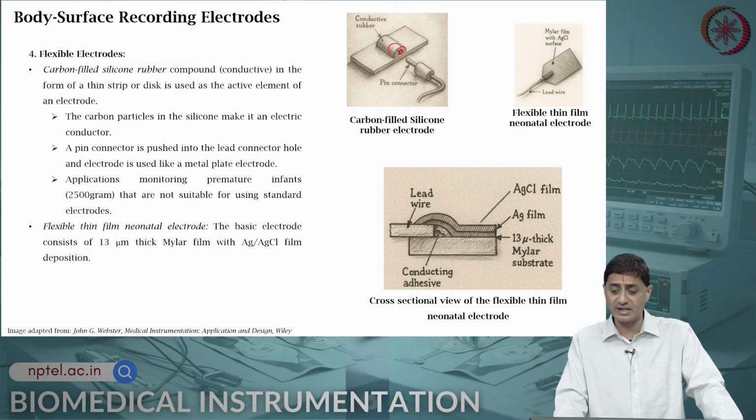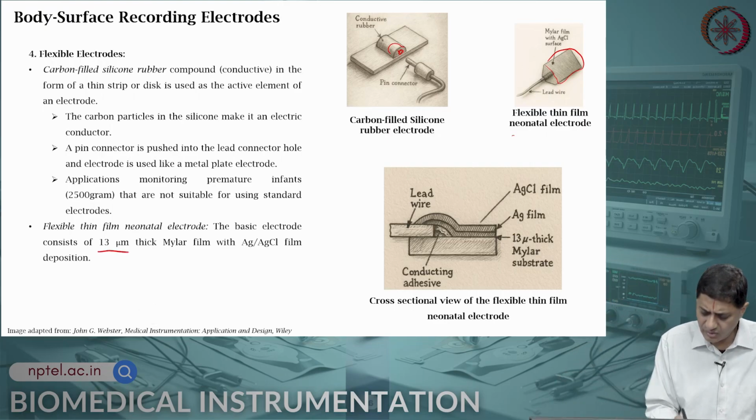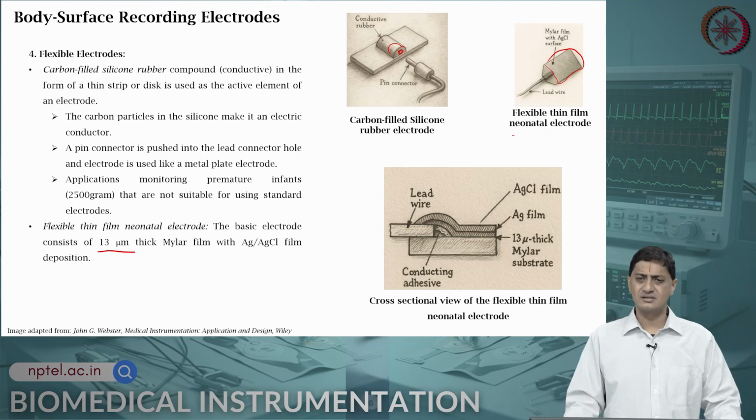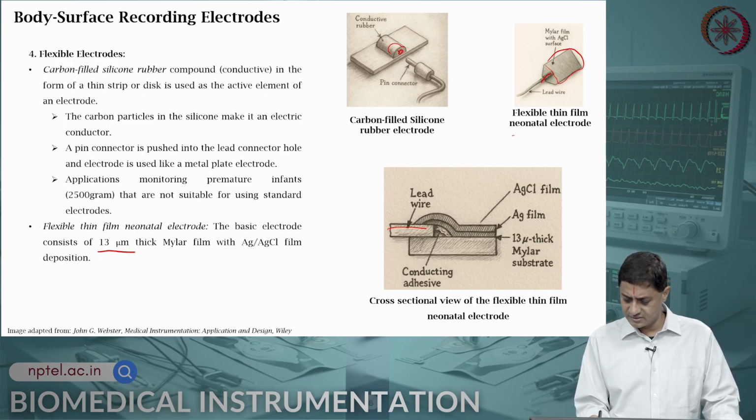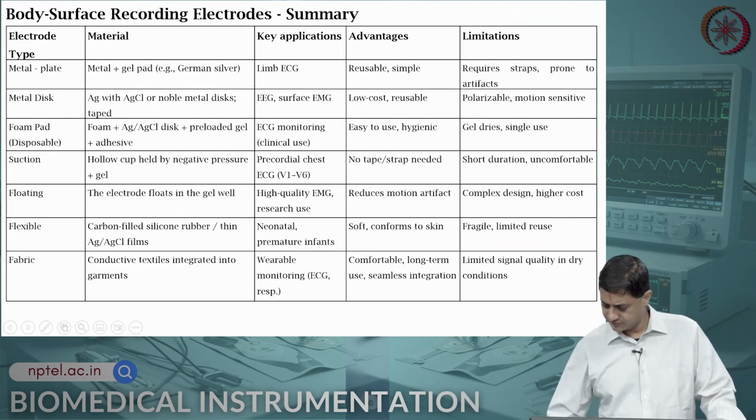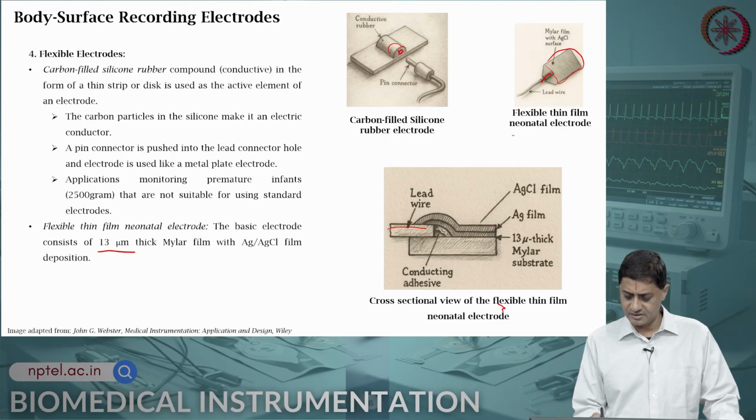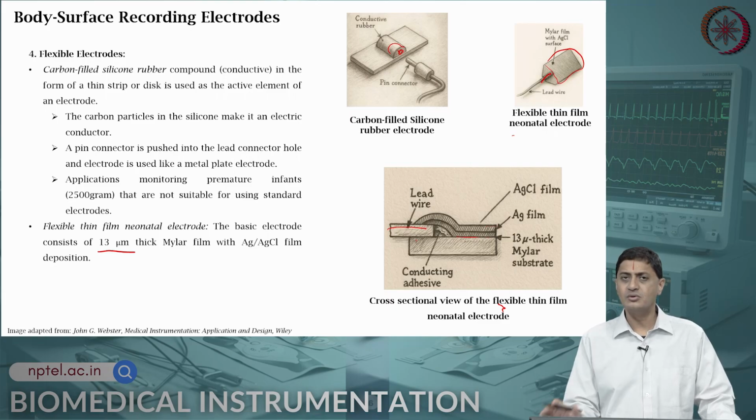The other is a thin film neonatal electrode of this type. Right. In this case, there is a really small film. This is a mylar film that has a silver chloride coating on it. This essentially has a thickness of about 13 microns. This is another view of the same electrode. So this is the lead wire, and this is the silver chloride electrode with the mylar substrate, and you place that on the baby.